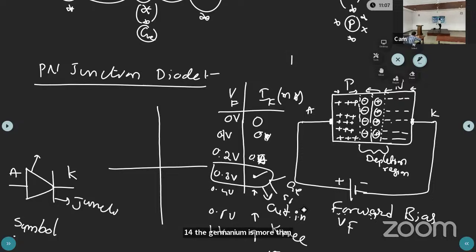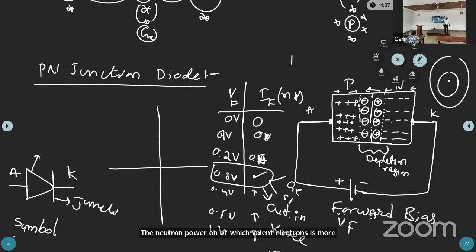Now this is the nucleus, this is the silicon, and this one is germanium, for example. The nucleus's attraction power on the valence electrons is more in which one? The silicon valence electrons or the germanium valence electrons?